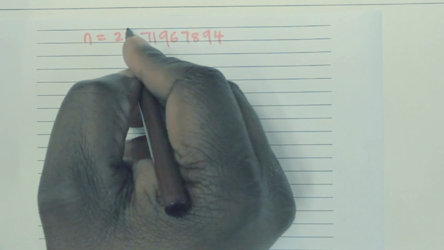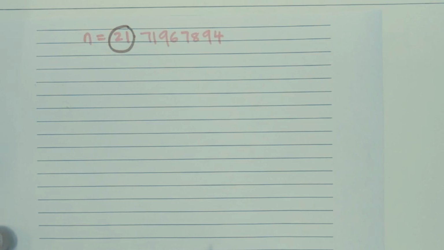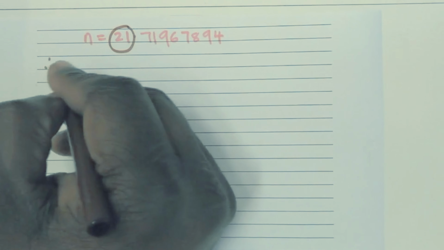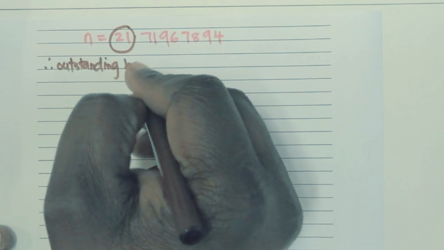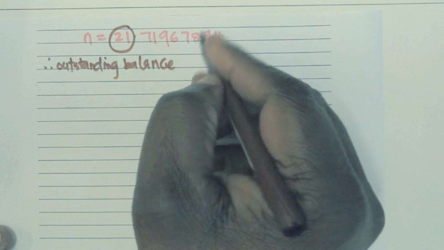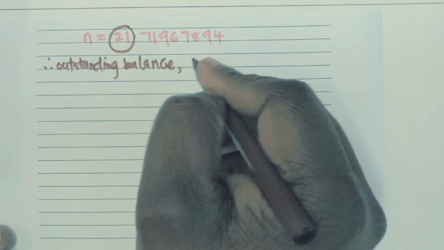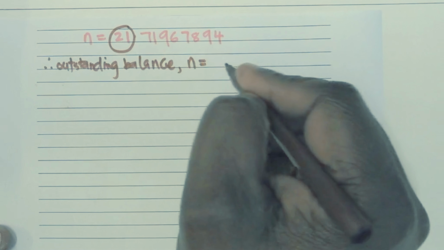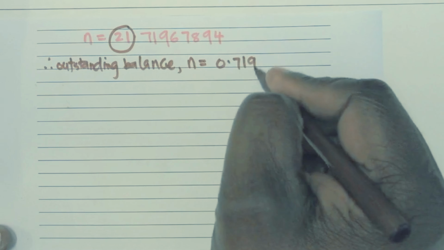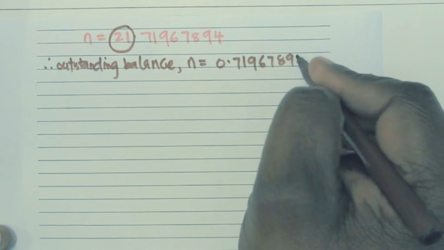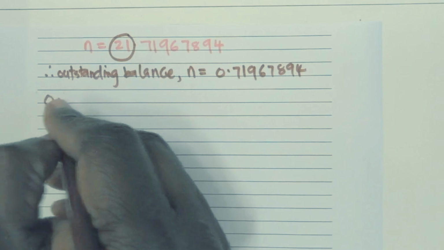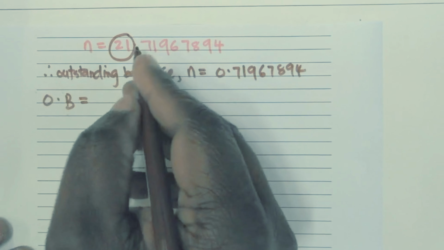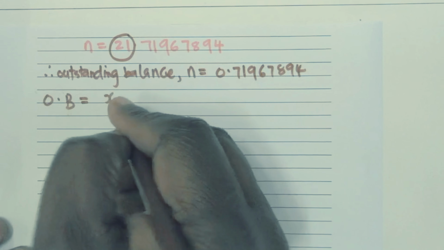We can see that 21 full payments were made. Therefore, outstanding balance N is going to be equal to 0.71967894. And in order for me to calculate the outstanding balance, which I'm going to call OB here, I'm going to use the present value formula.